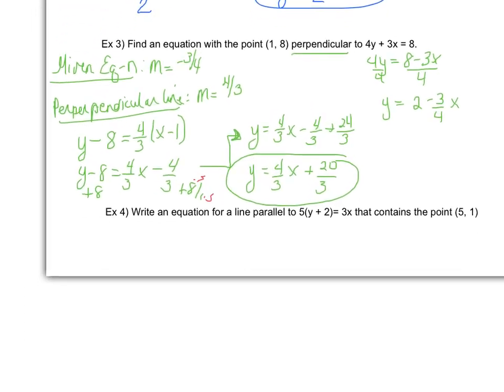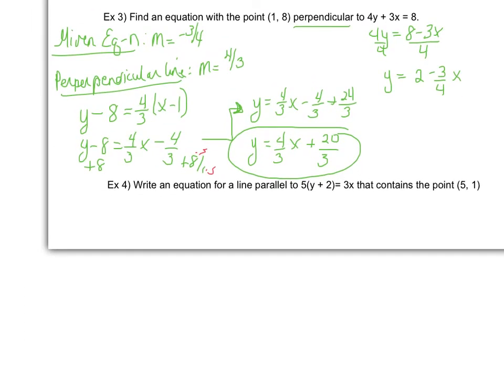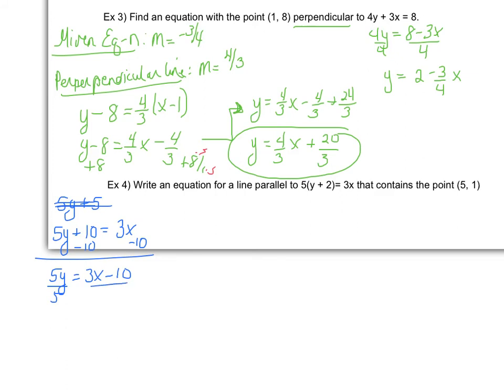Looking at one final example, very similar to example 3 in the aspect that I am not in y equals mx plus b form. So I'm going to go ahead and get there first. And I'm going to do that by first distributing the 5. So I'm going to do my work over here and say 5y plus 10. It won't let me erase that, so I'm going to have to cross it out. My eraser won't let me activate it. So 5y plus 10 equals 3x. I want y by itself, y equals mx plus b form, so I can pick out the slope. So I subtract 10. And now I'm going to go ahead and divide by 5.